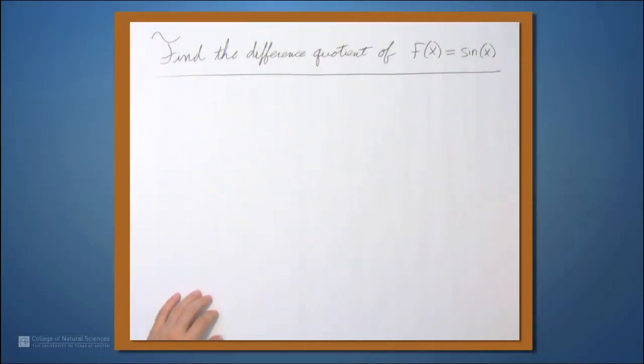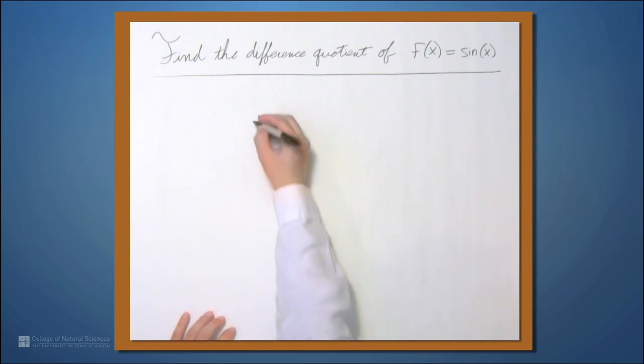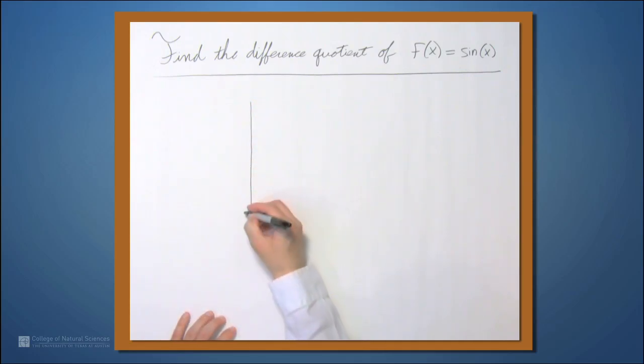So we're here at the example table, and in this video we're going to find the difference quotient of the function f of x equals sine x. So let's take a moment to remember what the difference quotient is.